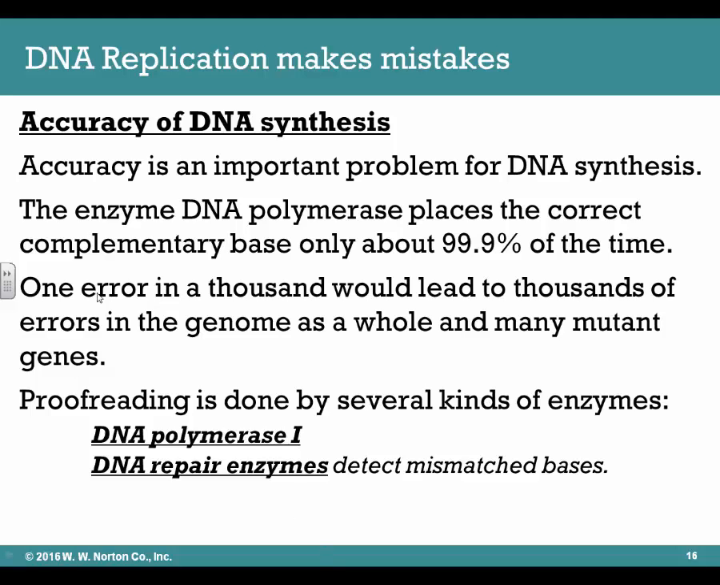So during DNA replication, there's about one error in every 1,000, but those errors are often corrected by these DNA repair enzymes that are able to detect mismatched bases, so they're not properly hydrogen bonding, they're not lined up properly within the DNA double helix to be able to hydrogen bond, and so they're recognized and they're repaired. And DNA polymerase 1 is one of those enzymes that detects those mistakes. And with the help of these repair enzymes, they are corrected.